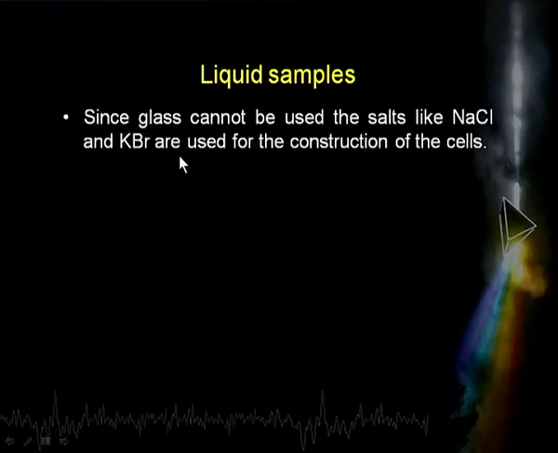Okay. Now, let us move on to liquid samples. Liquid samples we deal with more often. In liquid samples, we know that glass cannot be used, so we take help of the two salts NaCl and KBr, which are used for the construction of the cells. That means these materials, typically NaCl and KBr, are used as windows in that. Let us see how we use that.